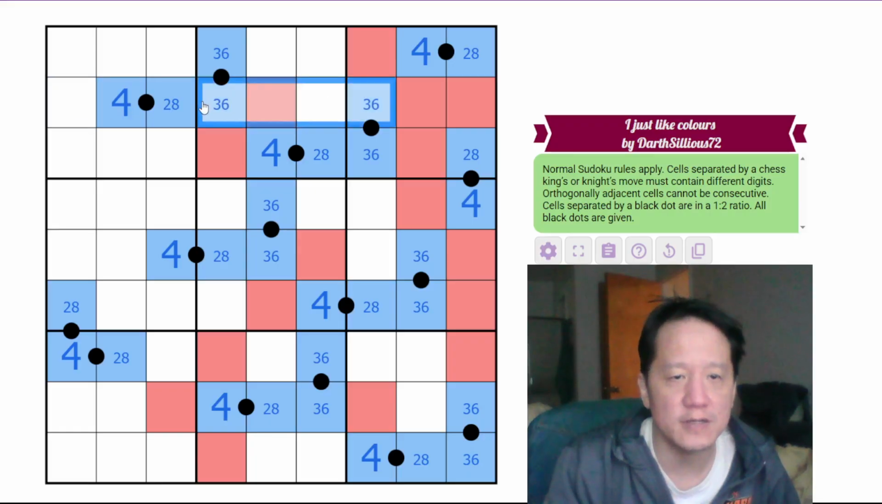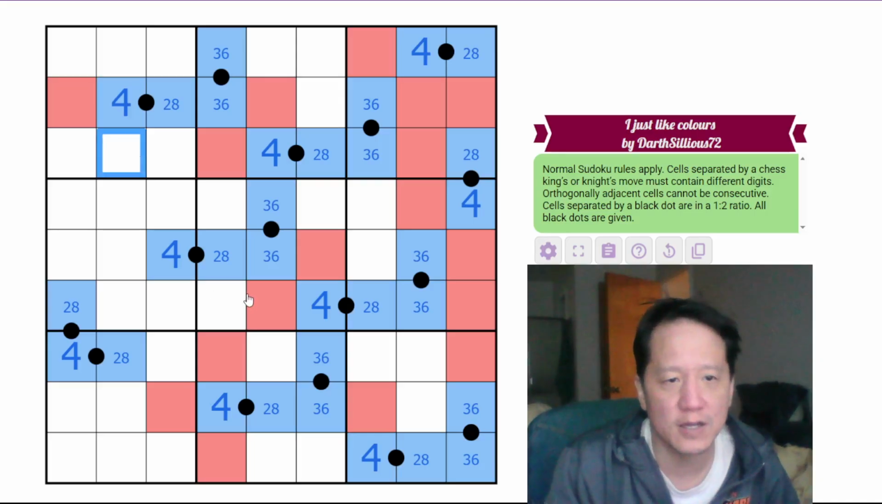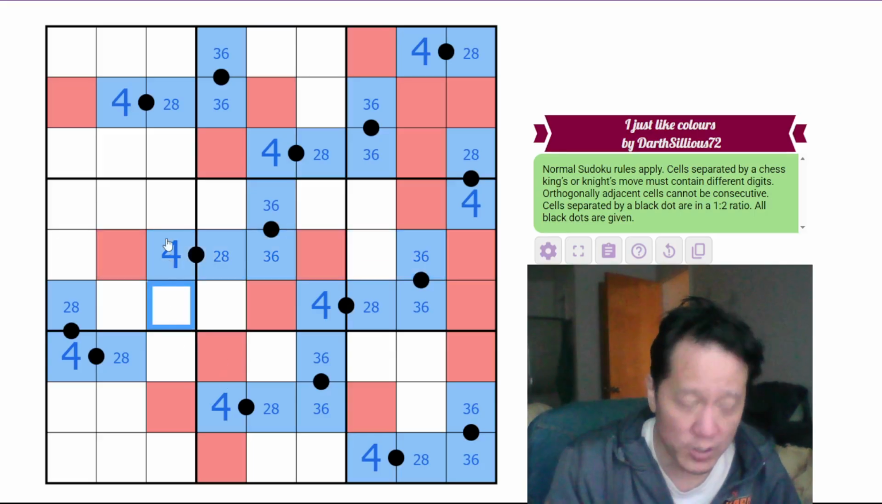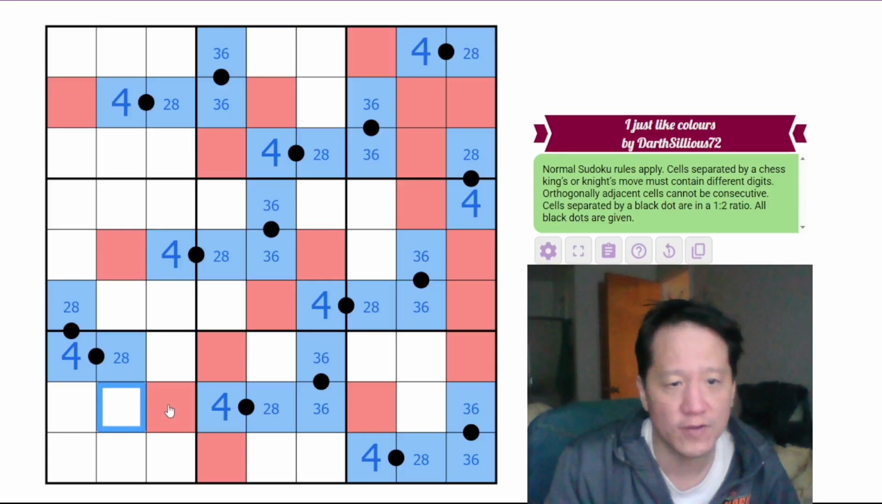This cannot be 3 or 6 because of the 3, 6 pair in the row, so this has to be red. Either of these could be 3 or 6 though, so that cannot be red. No 3 or 6 here, so that's red because of the 3, 6 pair in the row. This could be 3 or 6 though, so that's fine. No 2 or 8, no 3 or 6 here, so that's red.